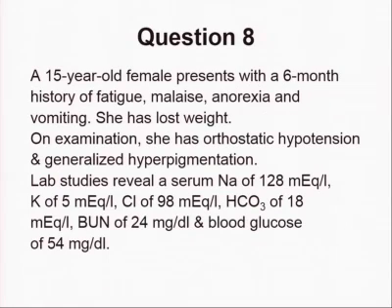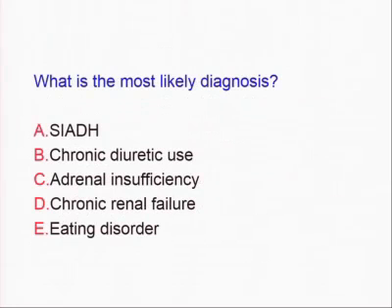A 15-year-old female presents with a 6-month history of fatigue, malaise, anorexia, and vomiting. She has lost weight. On examination, she has orthostatic hypotension and generalized hyperpigmentation. Lab studies reveal a serum sodium of 128, potassium of 5, chloride of 98, bicarb of 18, BUN of 24, and blood glucose of 54. What is the most likely diagnosis? SIADH, chronic diuretic use, adrenal insufficiency, chronic renal failure, eating disorder.